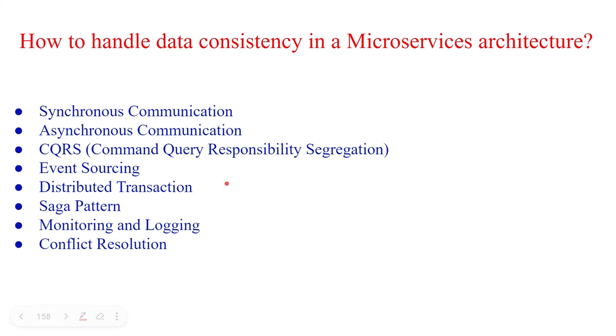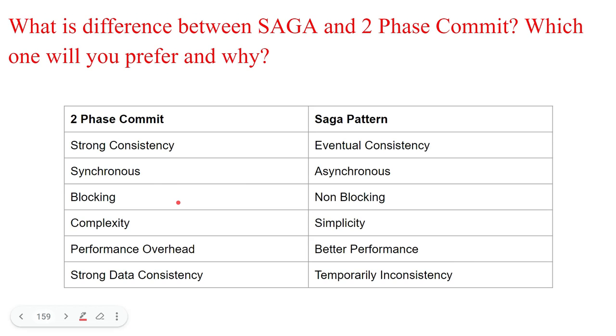Now, since you have used 2PC and you have used the Saga design pattern, the next question that may come to you is, what is the difference between Saga and two-phase commit? And which will you prefer in which situation? So the main difference between two-phase commit and the Saga pattern lies in the way they actually work. The 2PC works with synchronous communication while Saga works with asynchronous communication.